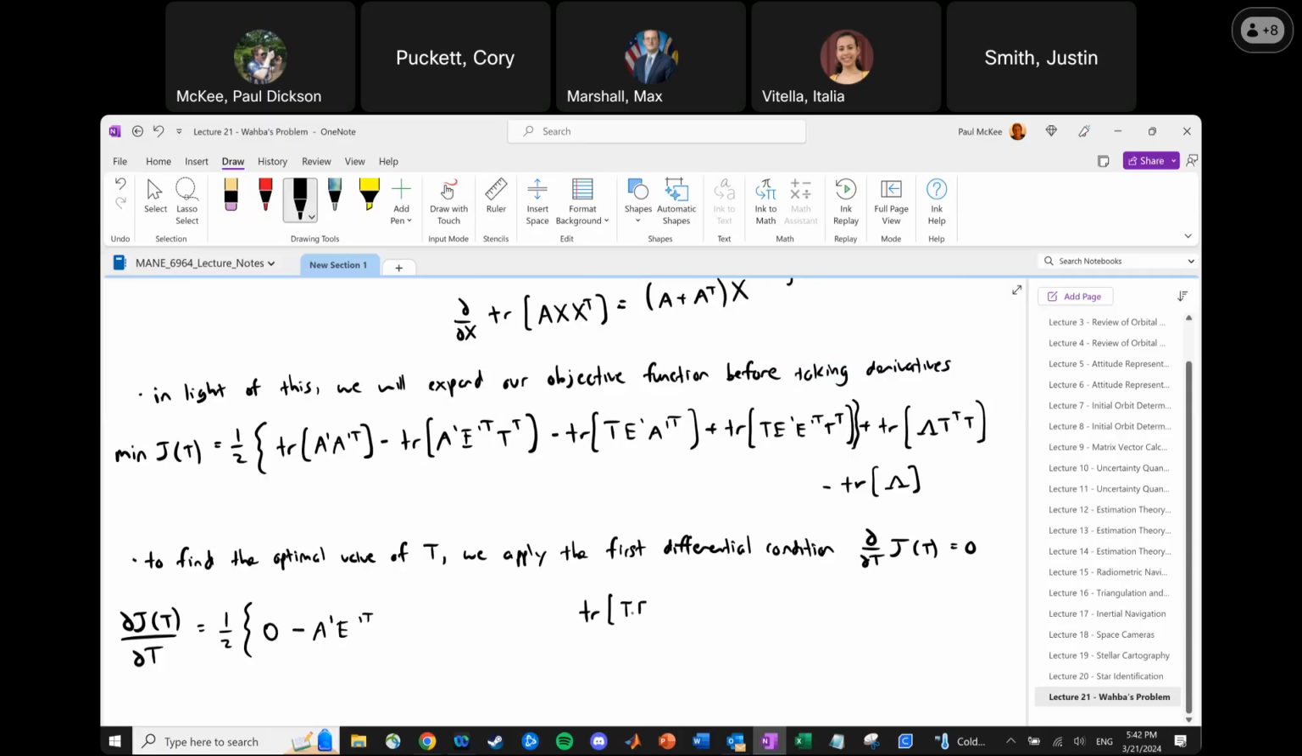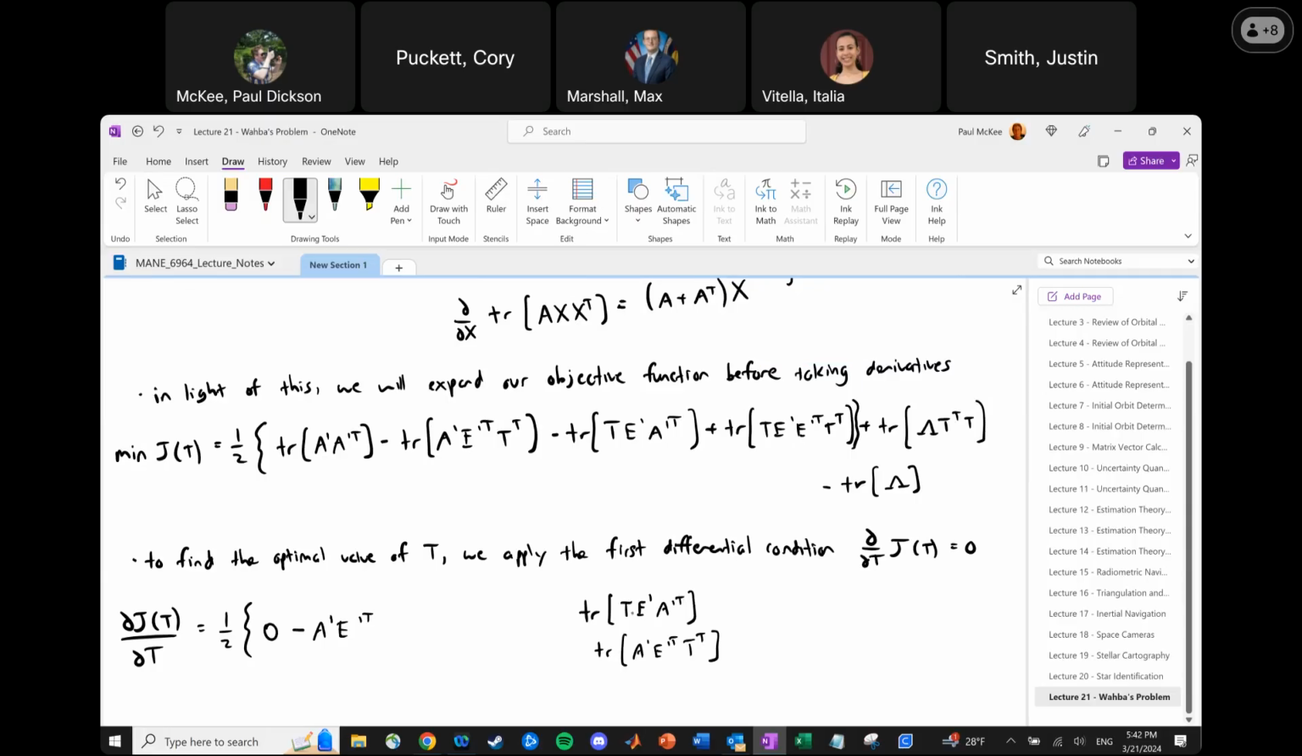So I would contend, Corey, and bear with me here, that T E prime A prime transpose is the same as A prime E prime transpose T transpose, right? Because if you transpose the whole thing, you shift which ones have a transpose and you shift the order.